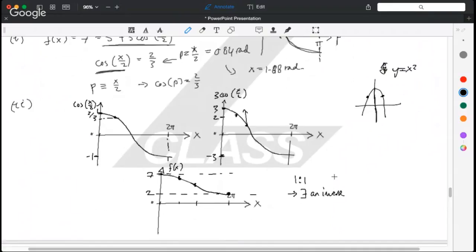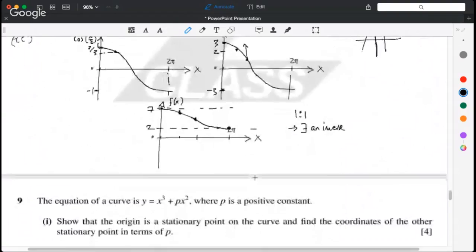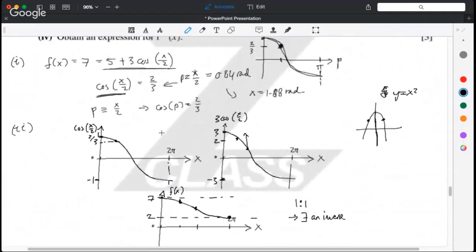And now they're asking you, the very last question, for an expression for that inverse. Well, the way to do this is to switch x and y, and then solve for y again. So initially we had y is equal to 5 plus 3 cosine x over 2. And now this becomes x is equal to 5 plus 3 cosine y over 2. And you just solve, add things and subtract things and take inverse trigonometric functions.